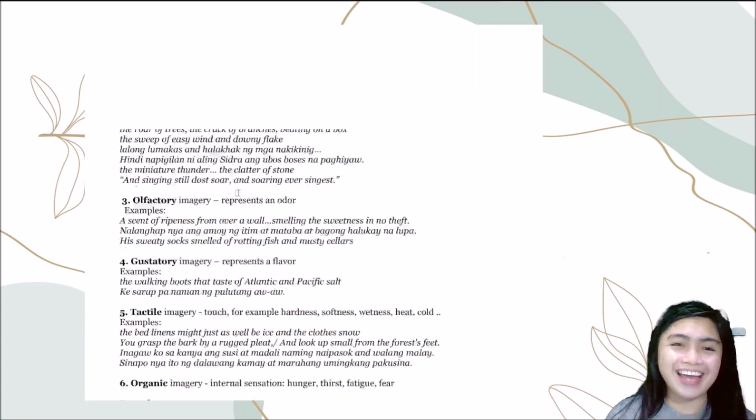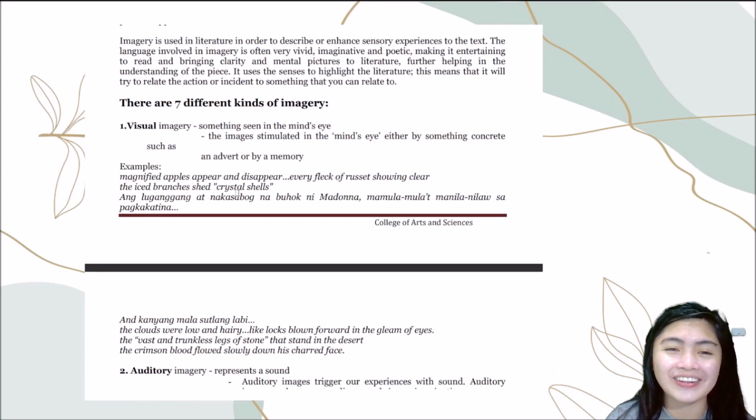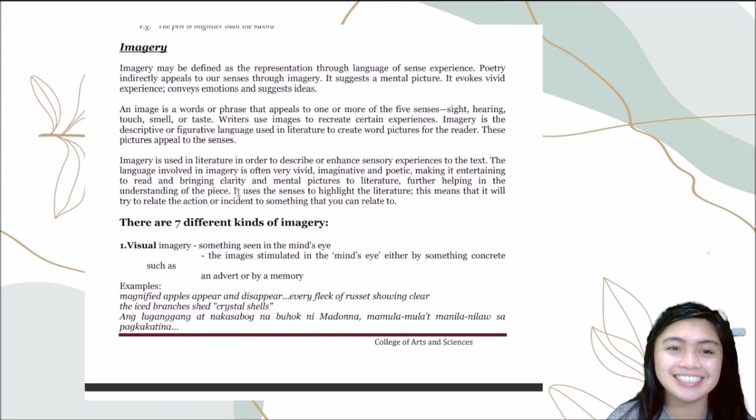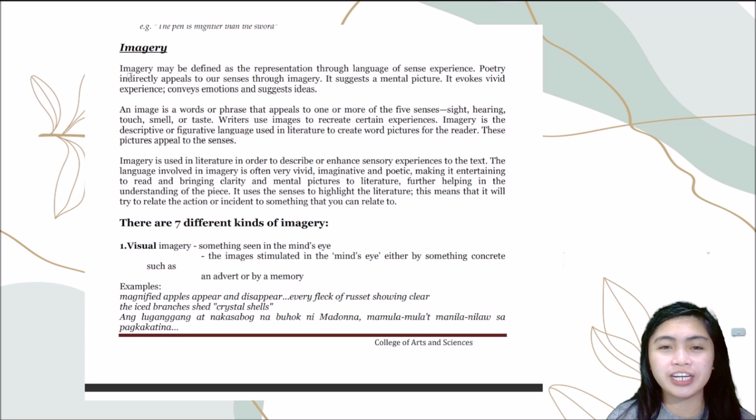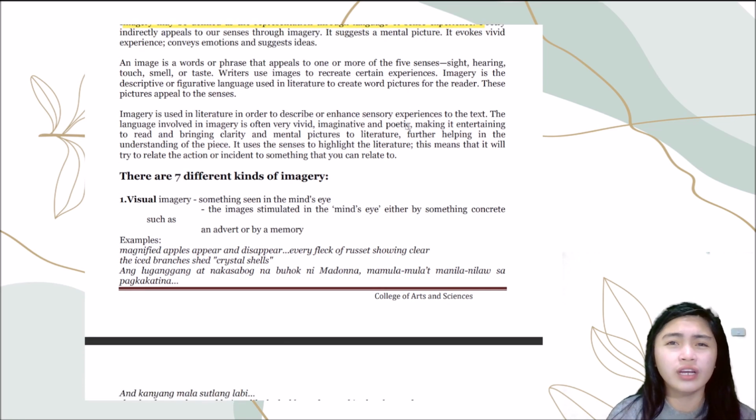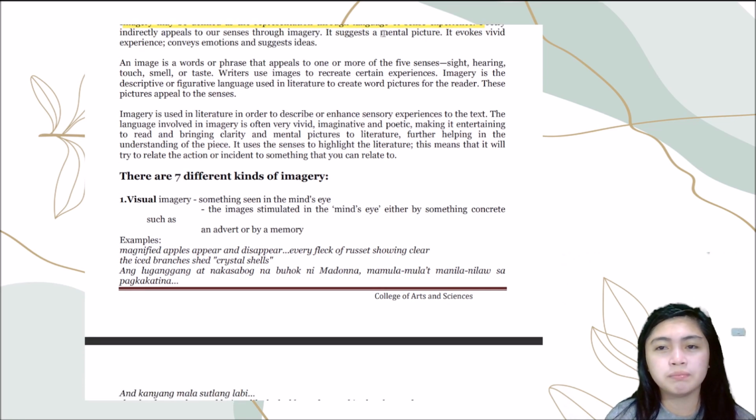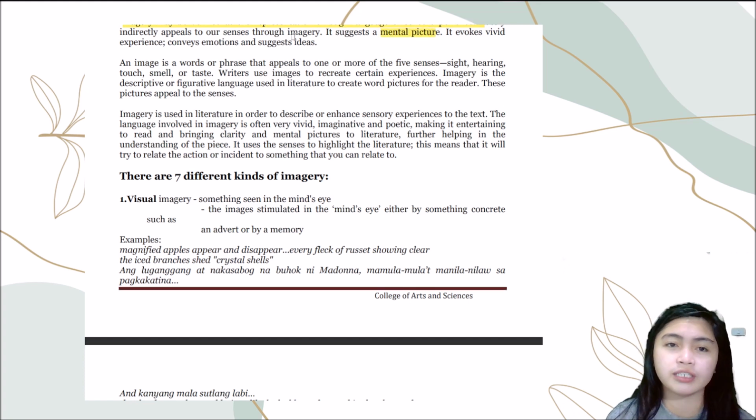Okay. Ayan. So, imagery, there are 7 different kinds. Imagery may be defined as the representation through language of sense experience. Poetry indirectly appeals to our senses through imagery. It suggests a mental picture. It evokes a vivid experience. It conveys emotions, suggests ideas.